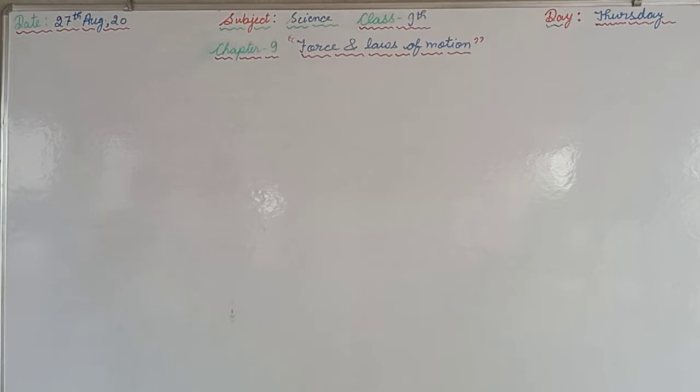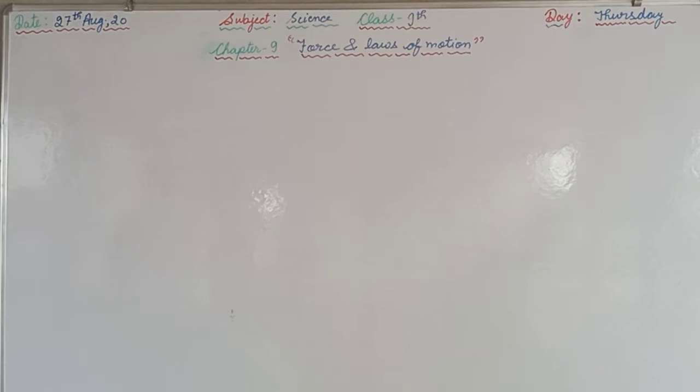After question number 10, question number 11 is there, that is an interesting question, and according to that, two objects are there of same mass and moving in opposite direction with the same velocity, that is 2.5 meter per second, and they collide.